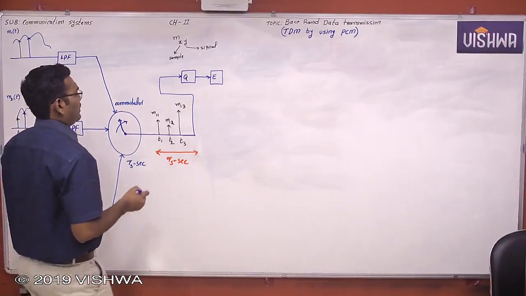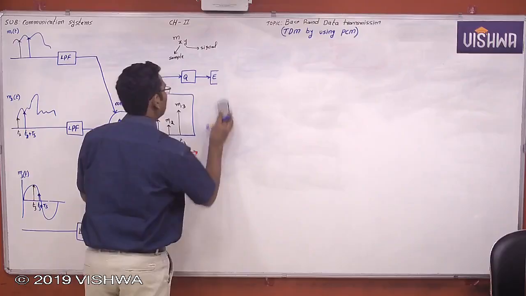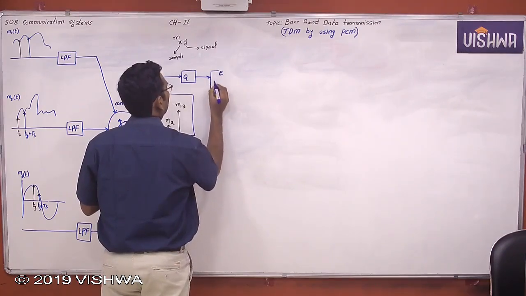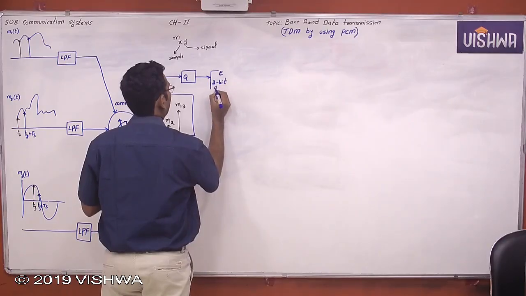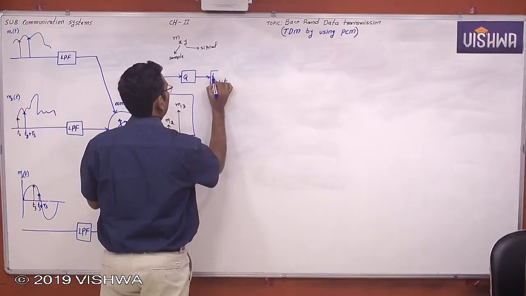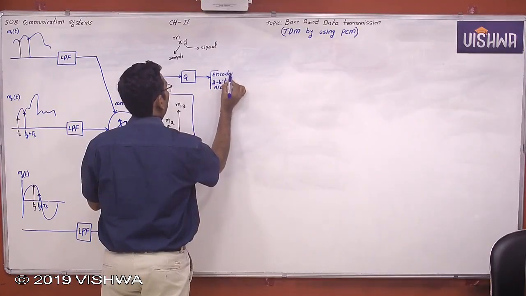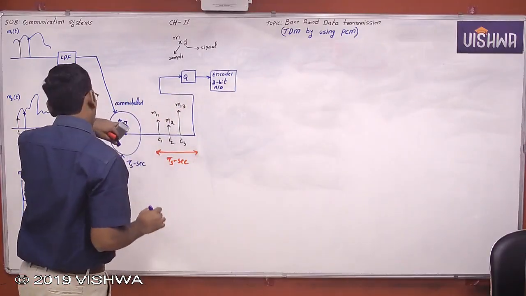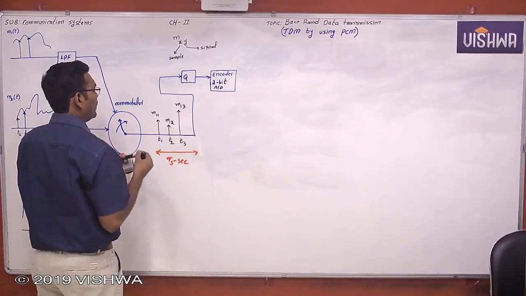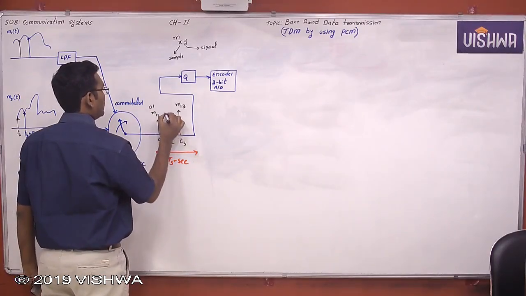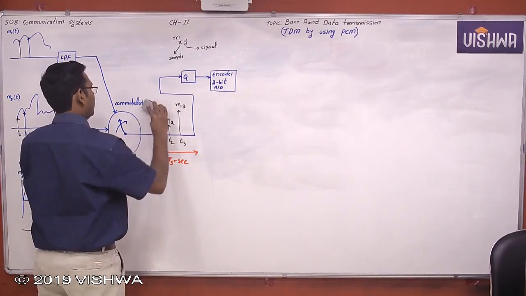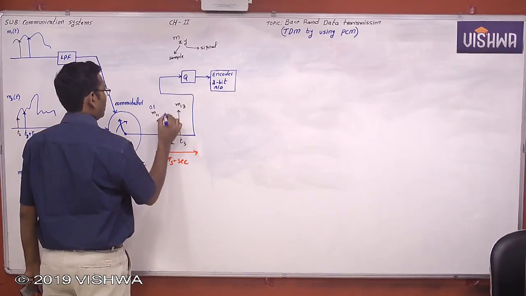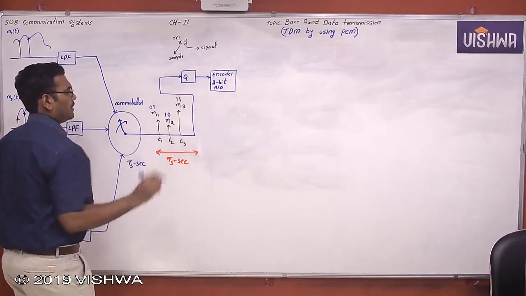Okay. Now let us take this encoder as a 2-bit A to D converter, for example. If this encoder is a 2-bit A to D converter, now each sample is encoded into 2 bits. Each sample is encoded into 2 bits.